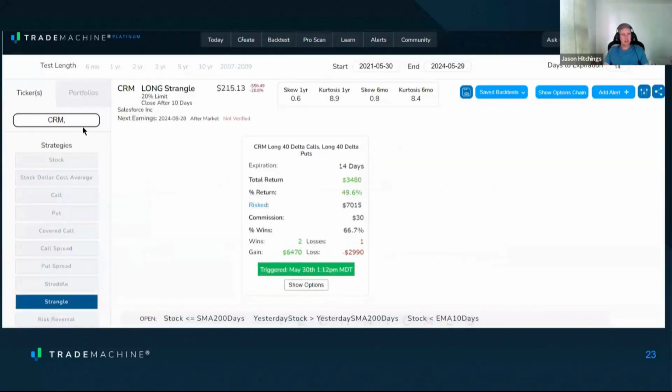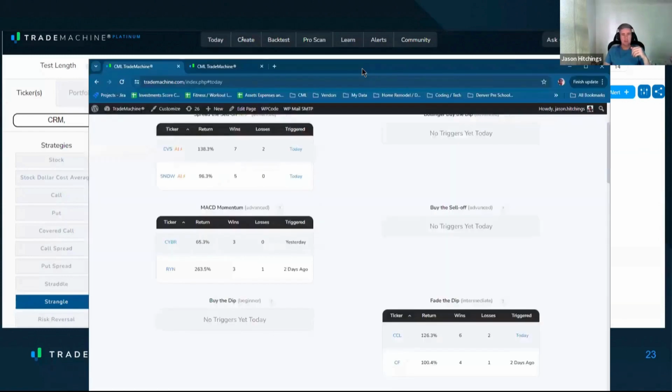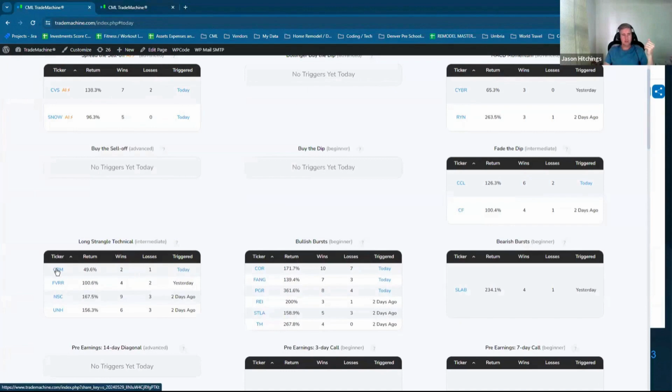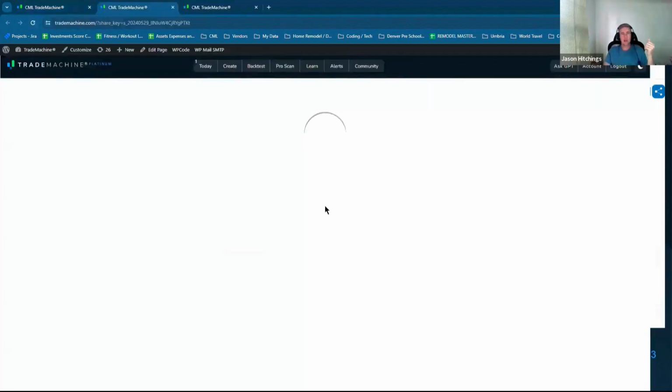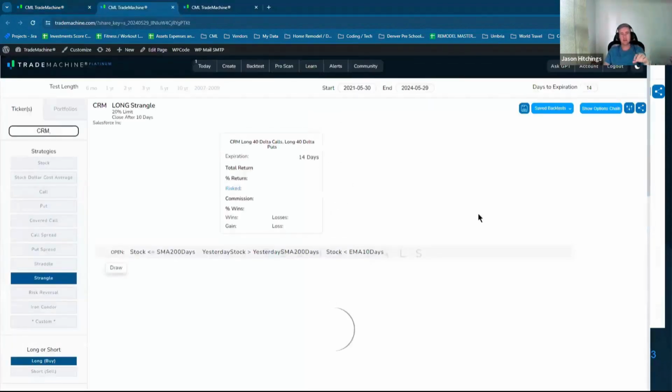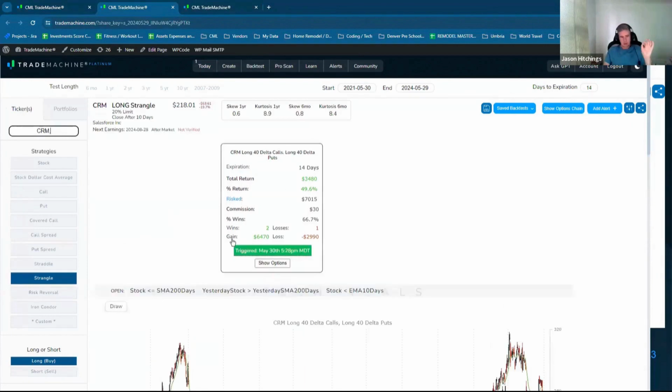But when you click that CRM, this is what you get, and I'll just follow along here. So this is the Salesforce trade, and then we'll dive down and look at the specific trade. Okay, so it's still active. The trade is to do a long 40 delta call and a long 40 delta put. These are both slightly out of the money, using an expiration that's roughly 14 days into the future, or as close as we can get to 14 days. So that's the basic strategy.